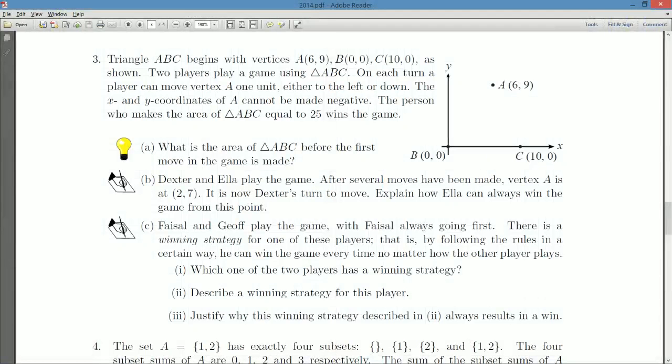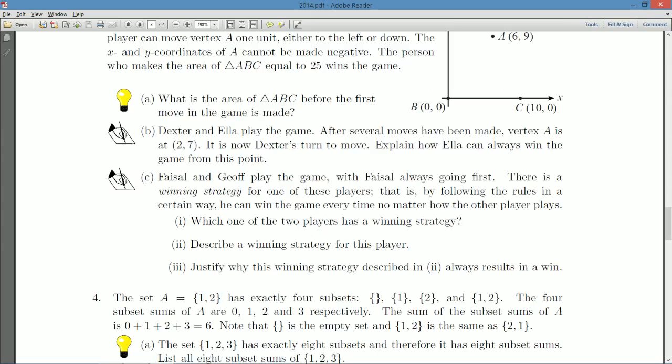So let's check. We know who's got the winning strategy. It's Jeff. We know his winning strategy. He makes sure that y is always odd at the end of his turn, and he accomplishes this by making sure he mimics whatever Faisal moved. If Faisal moved left, Jeff moves left. If Faisal moves A down, then Jeff moves A down. And not only that, using a sort of proof by contradiction, we show that this will always result in a win for Jeff. And that concludes that question.